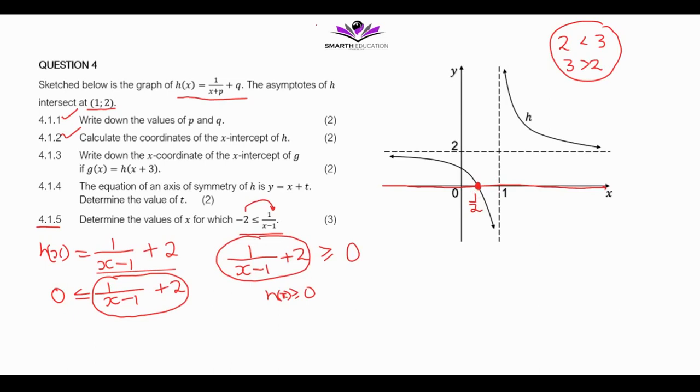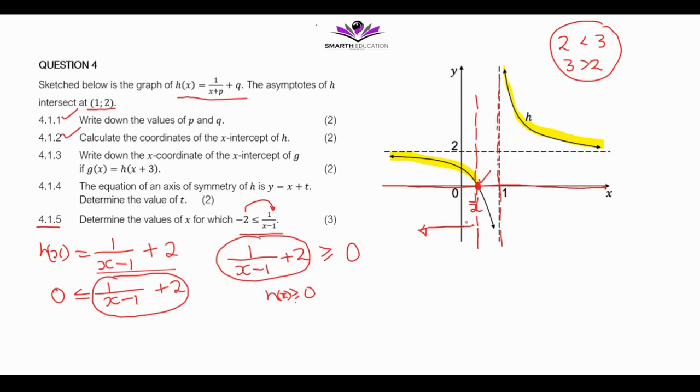So this part, let me highlight the part. This is the part which is above the x-axis. Let's not forget this part also, which is above the x-axis. You see that? So that's where the graph is above the x-axis. For which x values? That's the question. So we want where h of x is greater than or equal to 0. It is equal to 0 at half, at 1 over 2. So it means 1 over 2 is included.